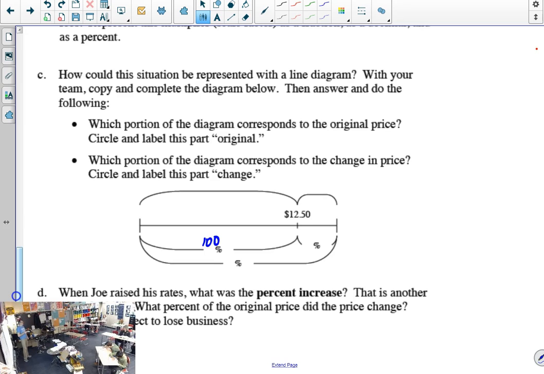Based off the scale factor that we just found, what percent did we go up by? How much did we increase? Alex? By 120%. I agree. But if we already had the 100%, we're adding the extra 20%. So the new price is 120% of the old price.